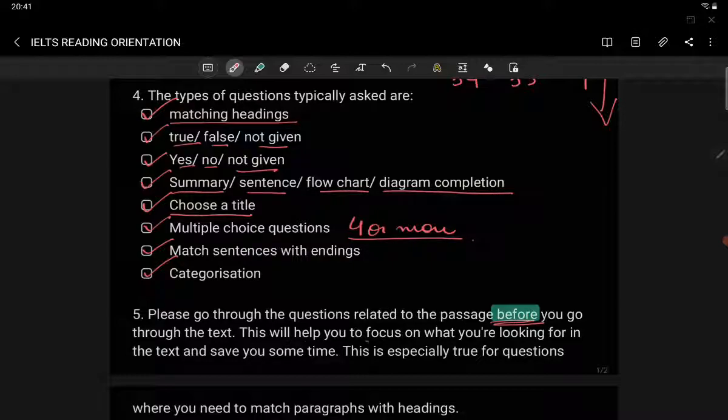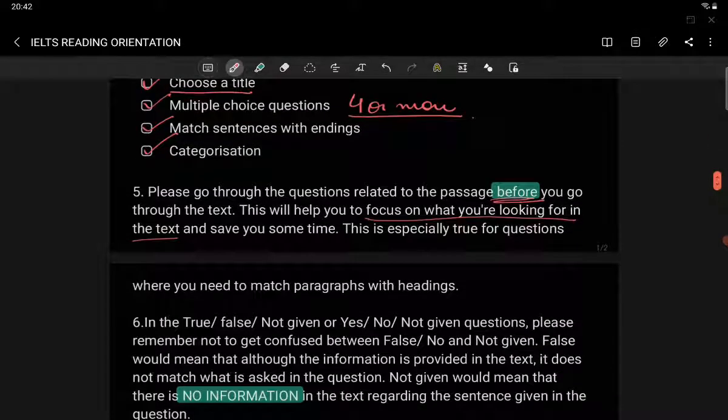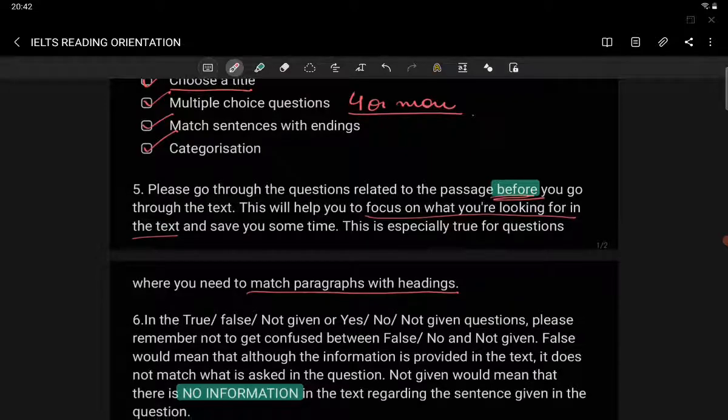This will help you to focus on what you're looking for in the text. Okay, so the questions generally are given before the text starts. Sometimes they are given after. Whatever the case may be, look at the questions before you start reading. It'll save you some time. This is especially true for questions where you need to match paragraphs with headings, so you can start matching them immediately. You won't waste time by reading it again and again.